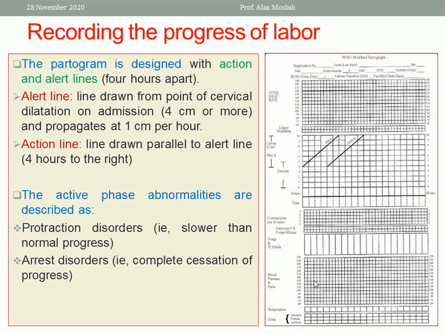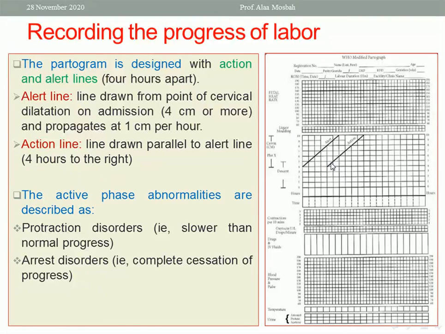What about the progressive labor, which is very important? Okay, to understand it, you should look at this area of this picture, and you will find that this vertical arm is for cervical dilatation in centimeters, and this is for the duration of time. We said the active phase starts from 4 centimeter and ends at 10 centimeter. So we have here in this picture two lines, the alert line and the action line.